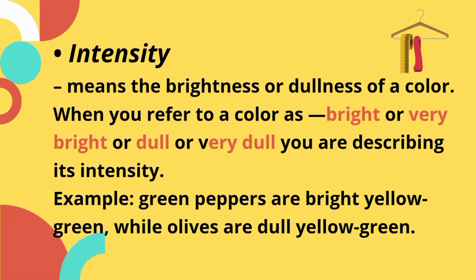Intensity means the brightness or dullness of a color. When you refer to a color as bright or very bright, or dull or very dull, you are describing its intensity. Example, green peppers are bright yellow-green, while olives are dull yellow-green.